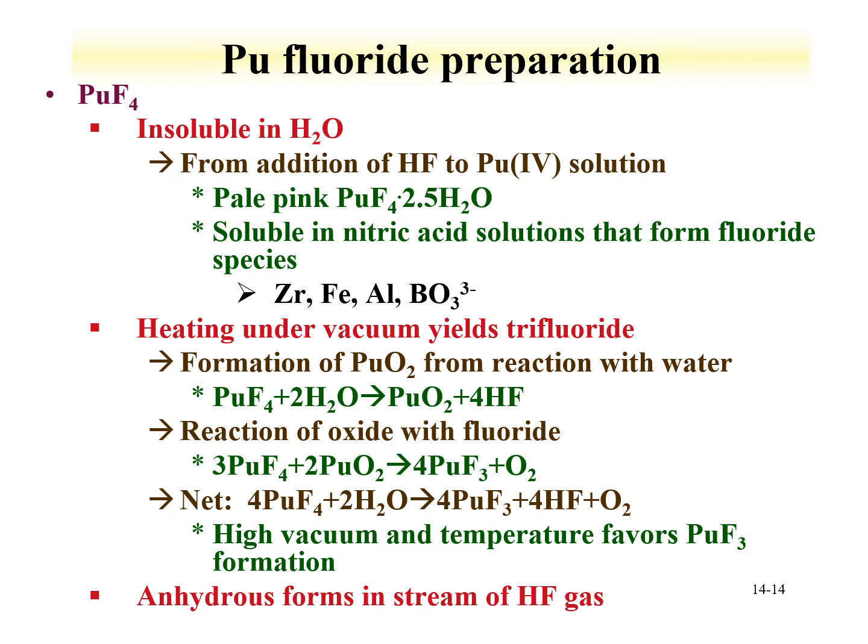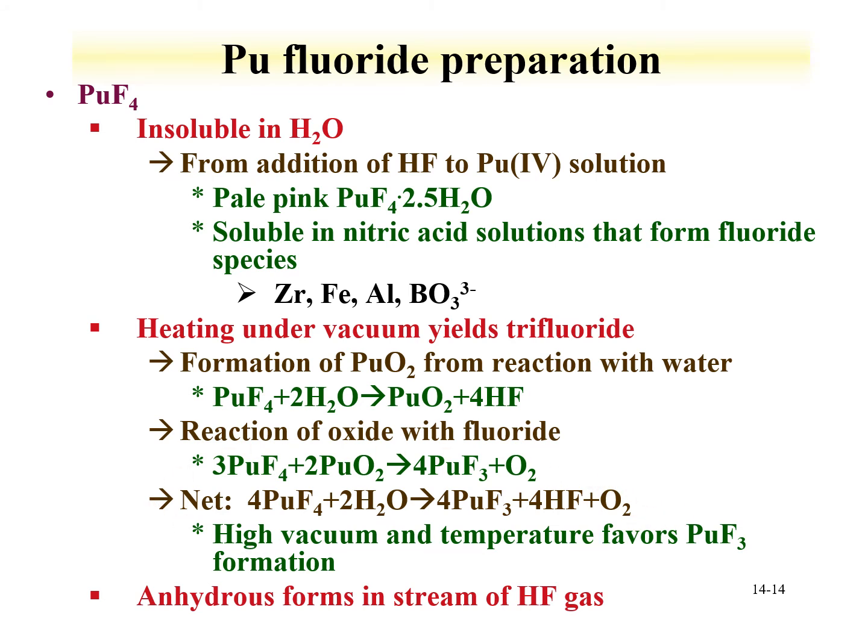Plutonium tetrafluoride can be formed from the precipitation of plutonium-4 compounds in HF solutions. The compound is pale pink, that's hydrated. If the tetrafluoride is heated under vacuum, you can produce the trifluoride, the net result being shown here.